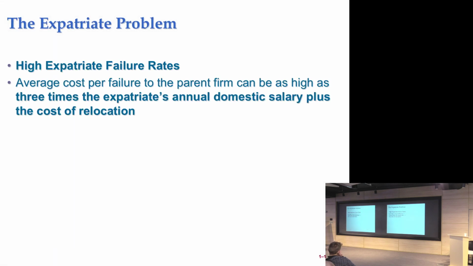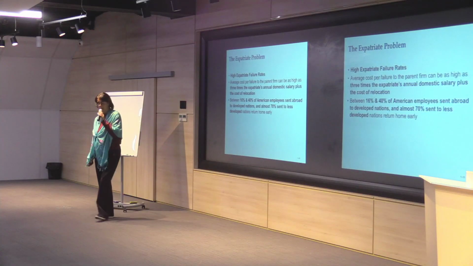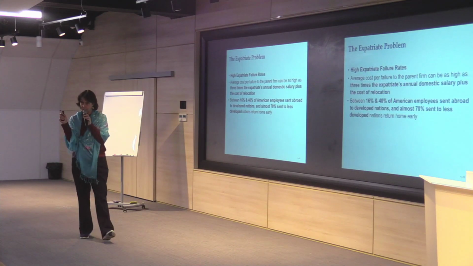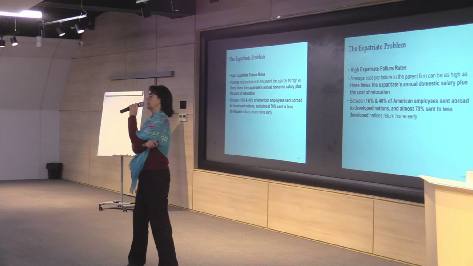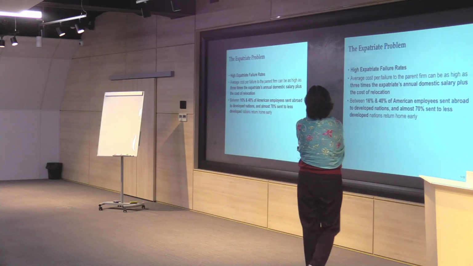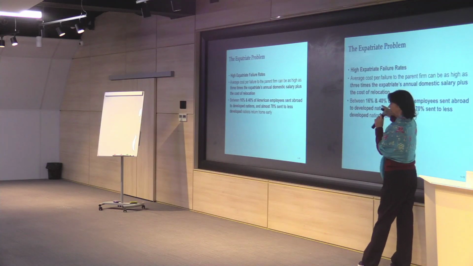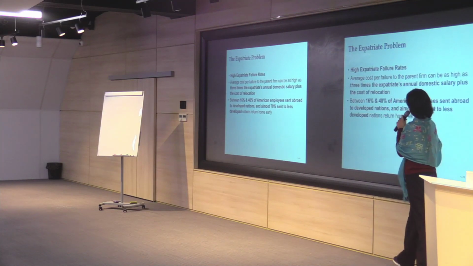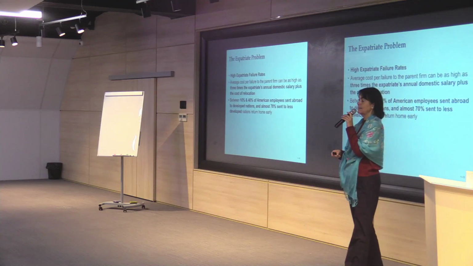Now, this is what I was telling you about with particularly American expatriates. By the way, the term we use, expatriate, means a person who is sent on an assignment abroad. And as you can see here, it's a very high failure rate, in the sense that a lot of them return before their assignment is over. On average 16 to 40%, but almost 70% when they're sent to less developed countries.